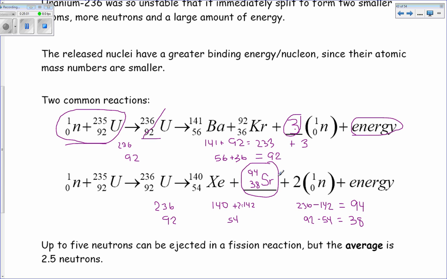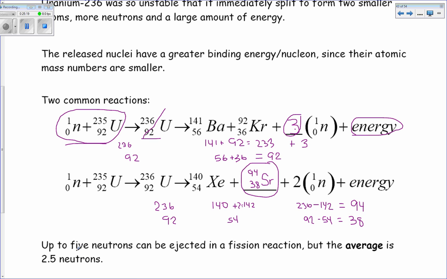That's what that is. Just double check that I actually have that right. Strontium. Okay, so we have 140 plus 94 is 234, plus 2 is 236 on top, and we have 54 plus 38, which is 92 on the bottom, and we're balanced.